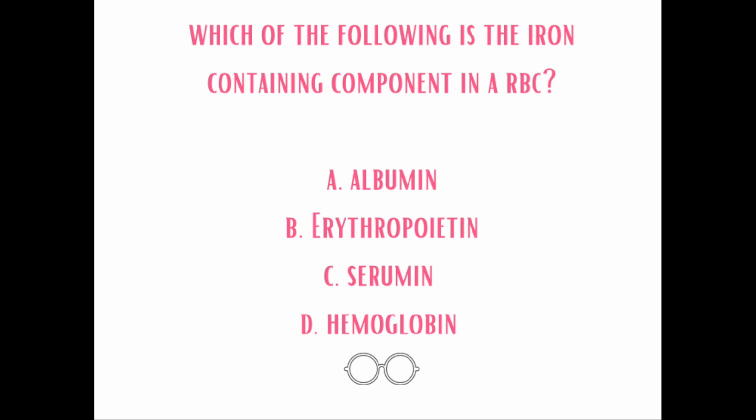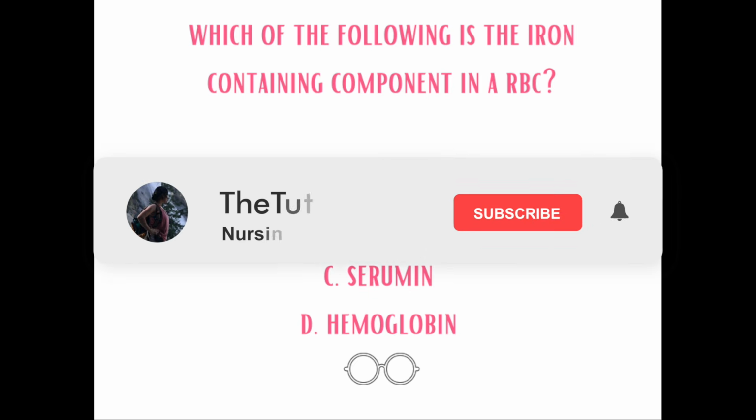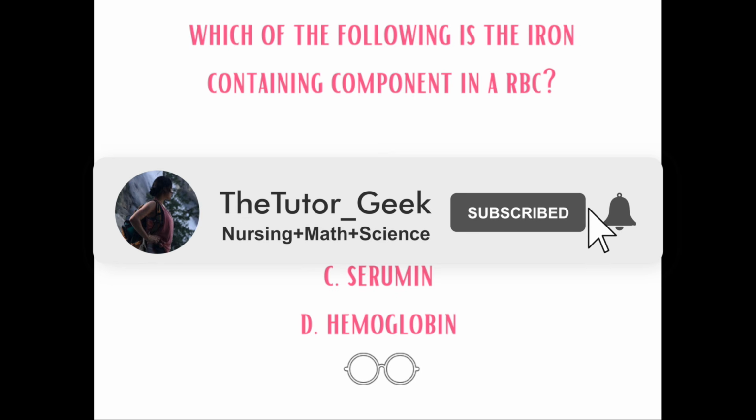Alrighty guys, last question here. Which of the following is the iron containing component in a red blood cell? A, albumin, B, erythropoietin, C, cerumen, or D, hemoglobin? The answer here is D, hemoglobin. Hemoglobin is what carries your iron in your red blood cell.